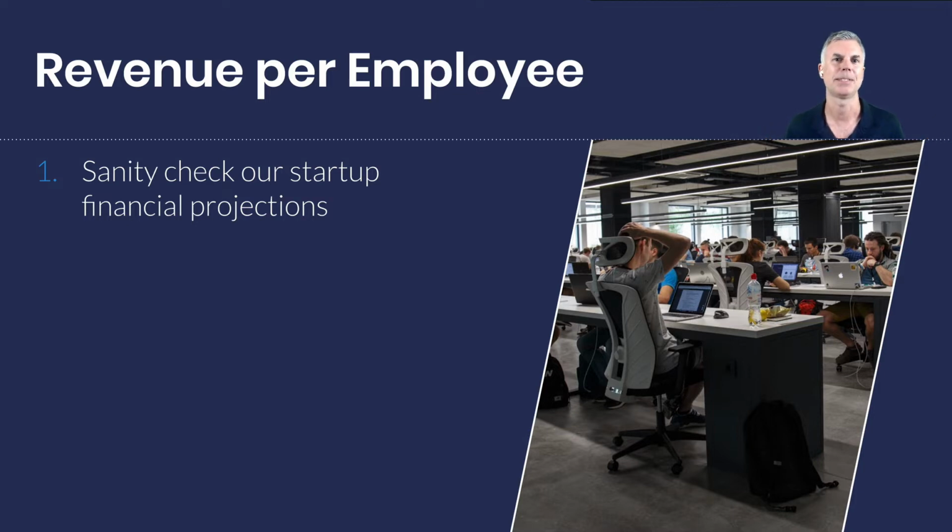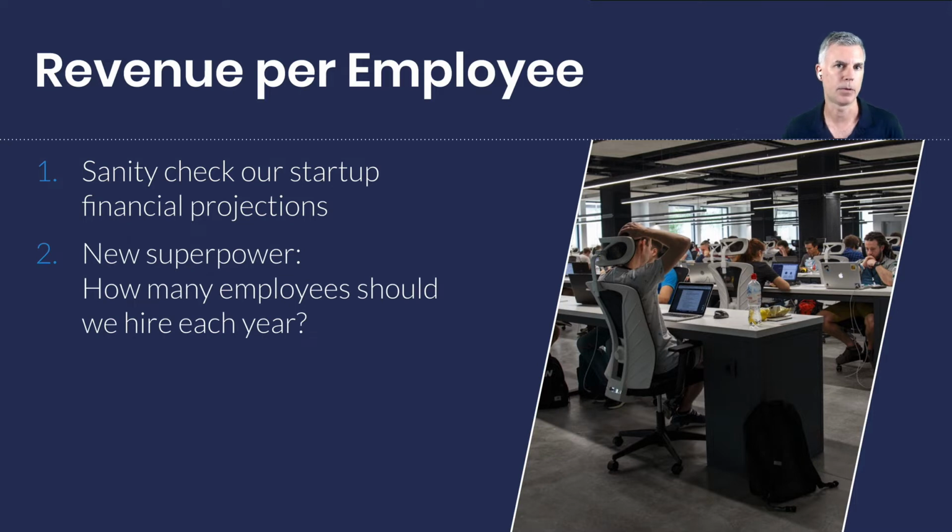One of the questions I get asked is, I feel like I'm pulling numbers out of thin air. What number should I put in here? How do I confidently pitch this to investors? This helps because once we have some numbers in there, we can check to make sure they make sense. This concept of revenue per employee also gives us a new superpower that tells us how many employees we should hire each year, which is cool, right? Maybe we didn't know how many employees to hire each year as we were growing.